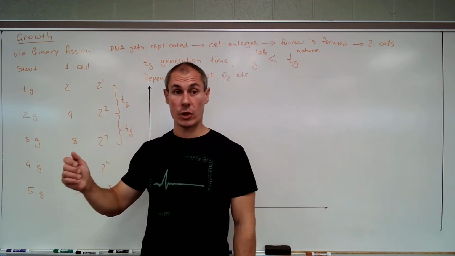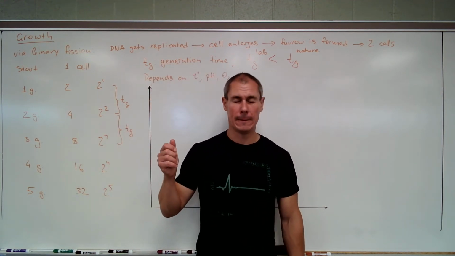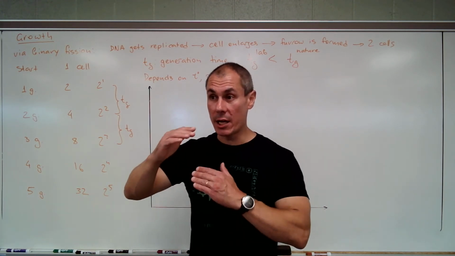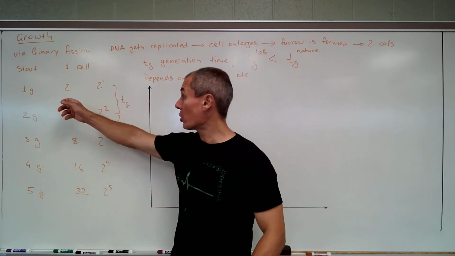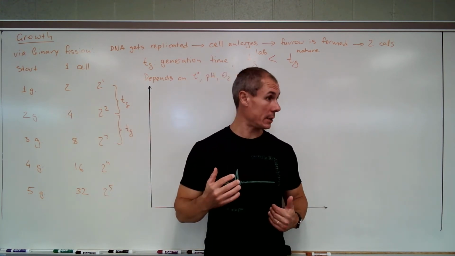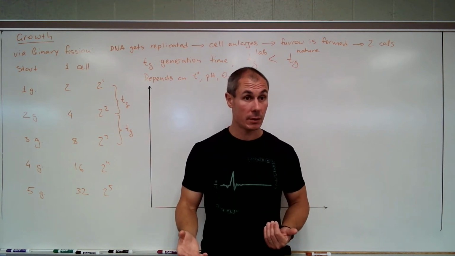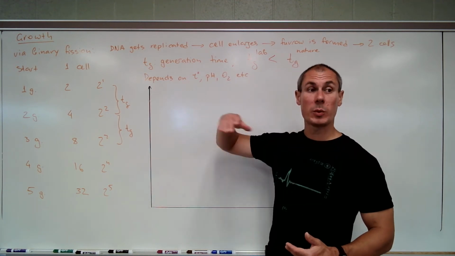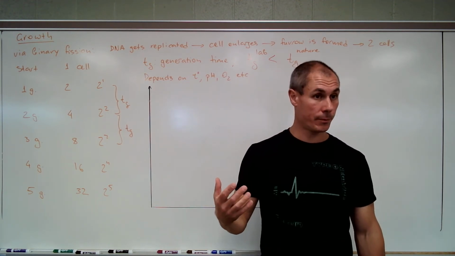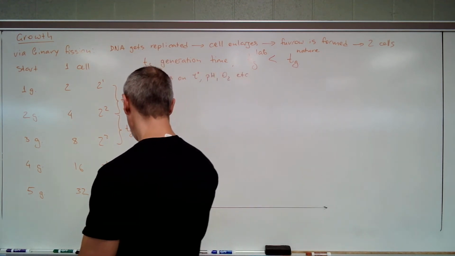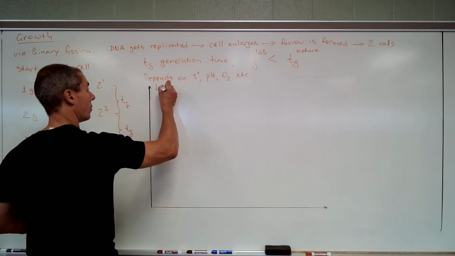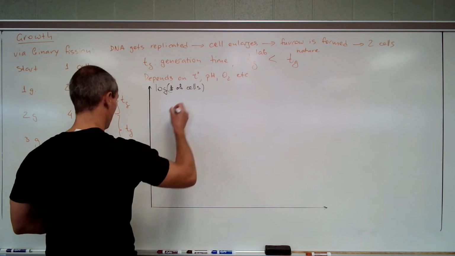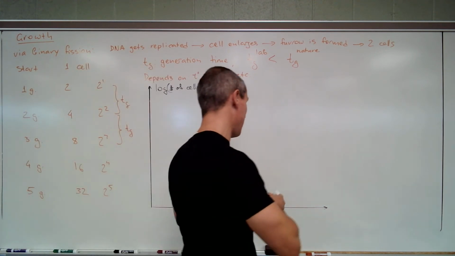By the 20th generation, you're talking about 1,048,000 cells. So you need to put a number 1 million and a number 2 on the same plot, which makes it really hard to read. Does that make sense? So instead, we don't put the actual number of cells, we put a logarithm of that number. So here you're going to have the logarithm of the number of cells, and on the x-axis you're going to have time.